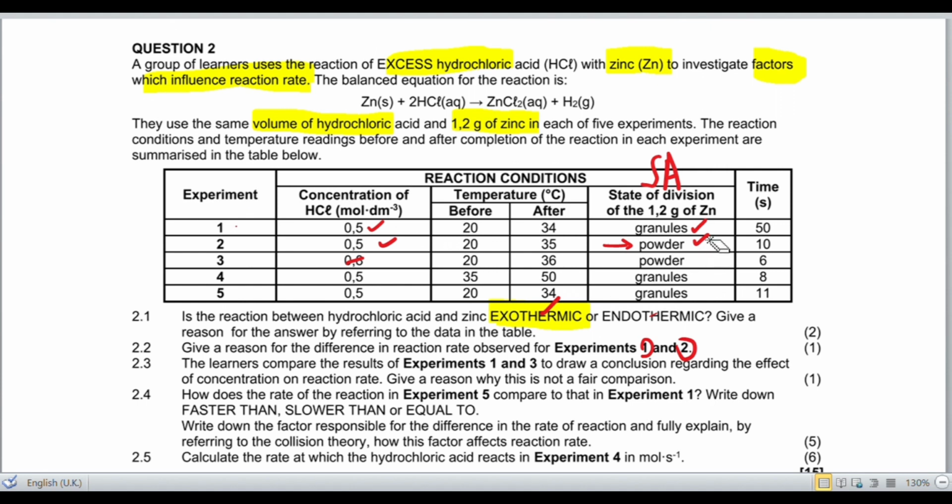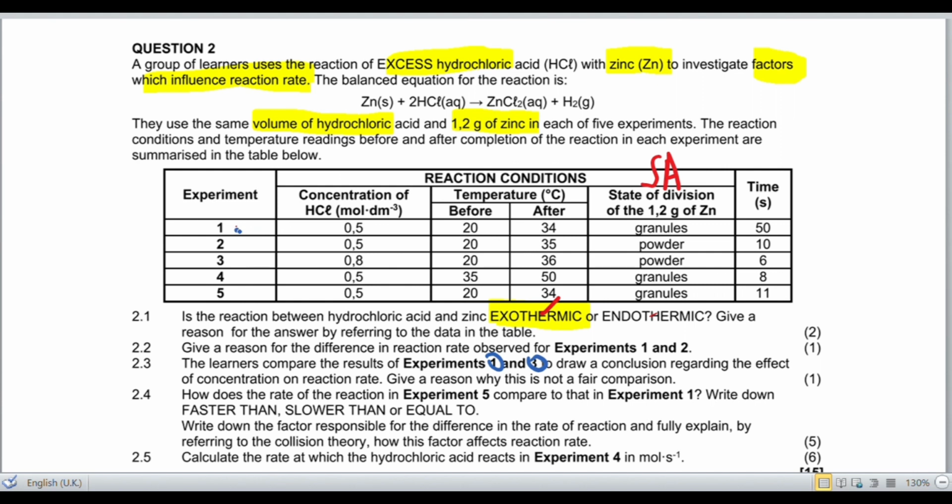Okay, so let's move on to the next question. Let's go to question number 3. Learners compare the results of experiment 1 and 3. Now the focus is on experiments 1 and 3. Sorry for that. Between 1 and 3.